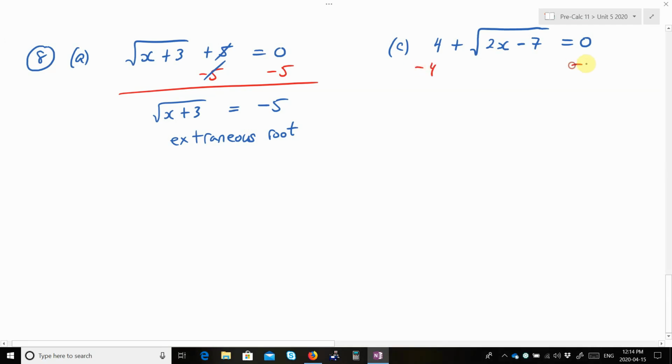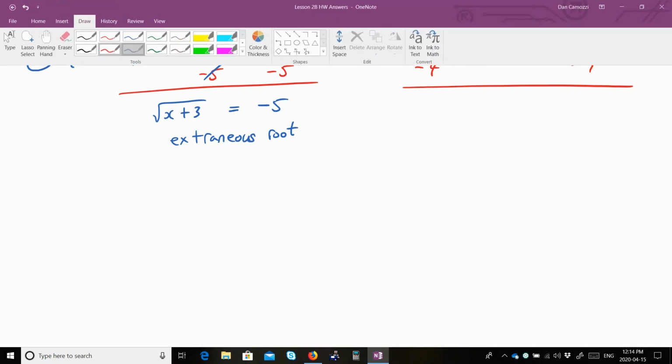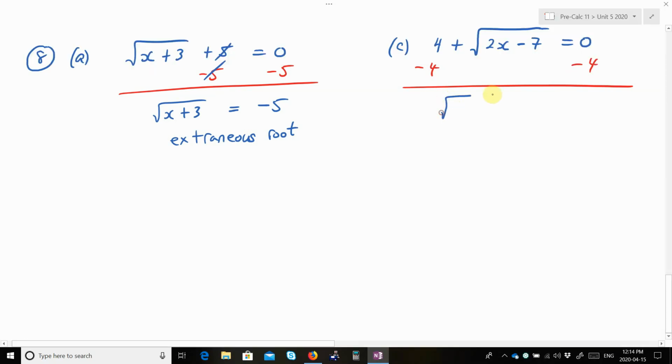And you can see it more clearly if you subtract 4 from both sides. We have the square root of 2x minus 7 equals negative 4. That's not possible. Can't get a negative coming out of a square root. So this will have an extraneous root.